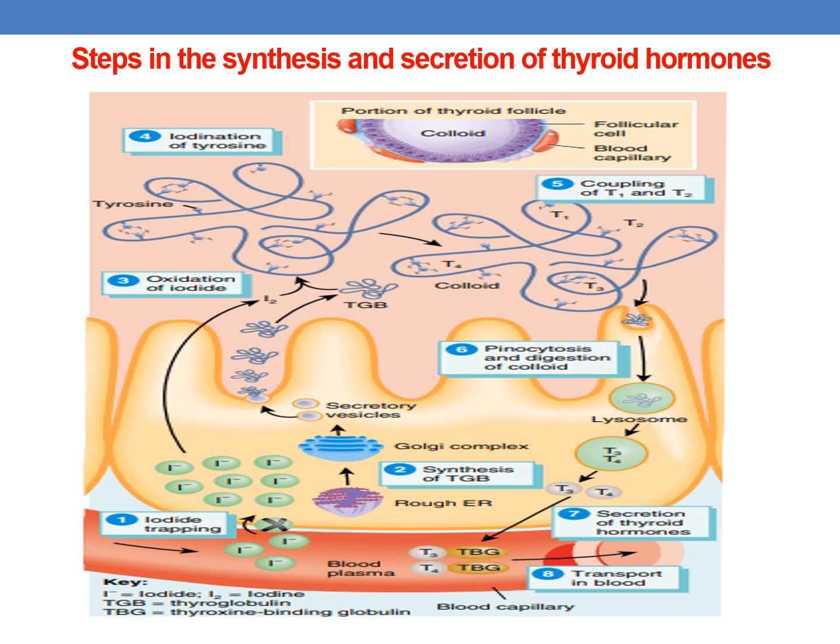Here you can see the various steps in the synthesis and secretion of thyroid hormone. The first step is iodine trapping. The next step is synthesis of TGB. TGB is nothing but thyroglobulin.